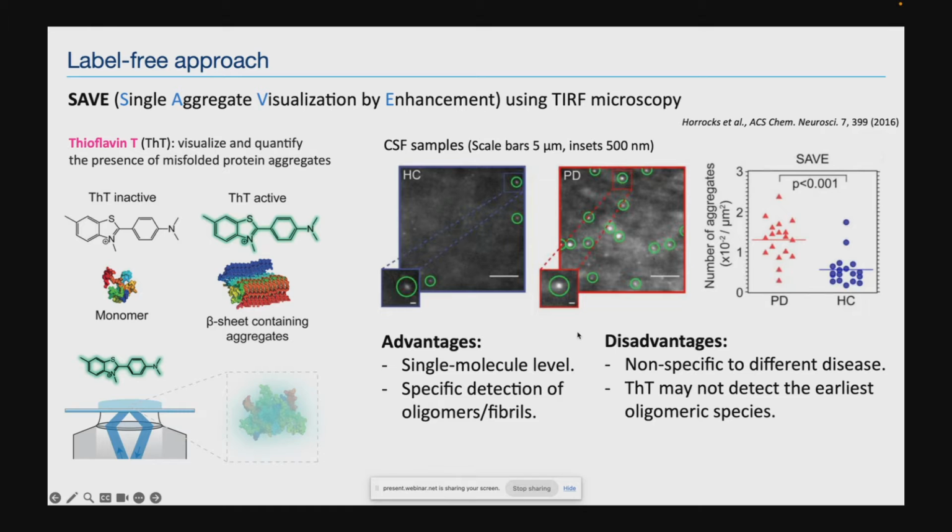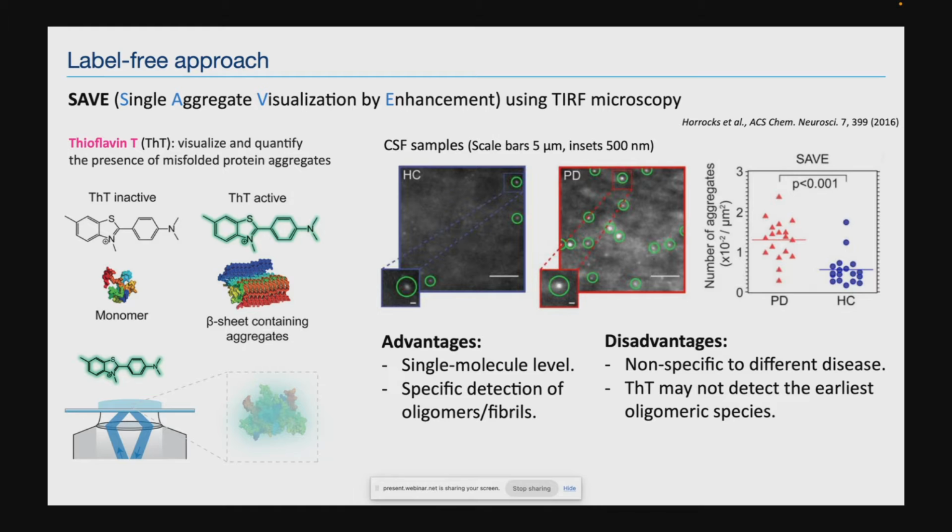The other problem that we might have is that ThT might not detect the earliest oligomeric species. As I mentioned previously, it has to bind to this amyloid structure where we have these extended beta sheet structures. But the very earliest oligomers, which might be the damaging ones, might not necessarily bind ThT, and so we don't necessarily detect them using this approach.